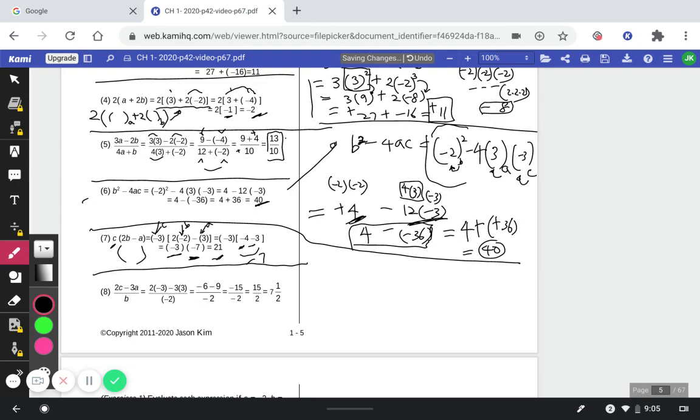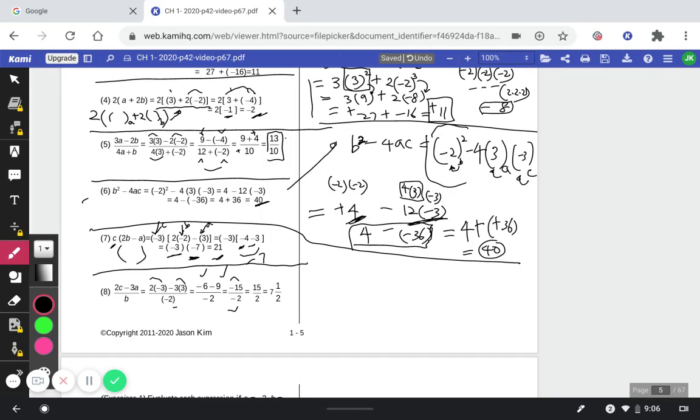Next one, 2c minus 3a over b. So you replace C, A, and B with the parentheses first, and then you plug the proper number inside of the parentheses. You end up with 2 times negative 3 minus 3 times 3 over negative 2. So 2 times negative 3 is negative 6, minus 3 times 3 is 9, divided by negative 2. Now negative 6 minus 9 is negative 15, and divided by negative 2.